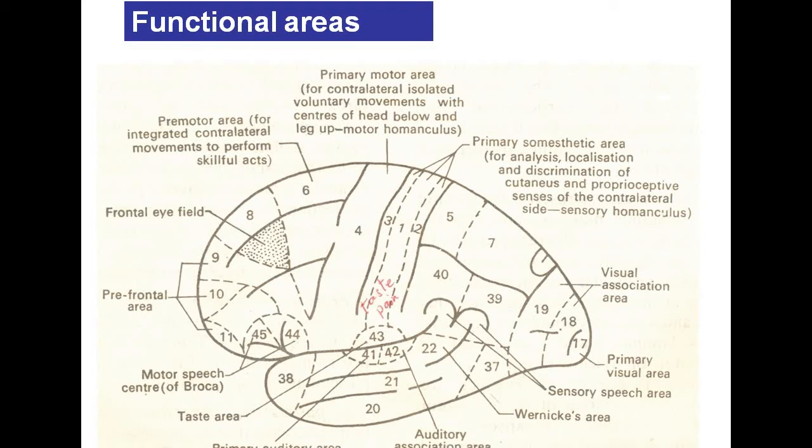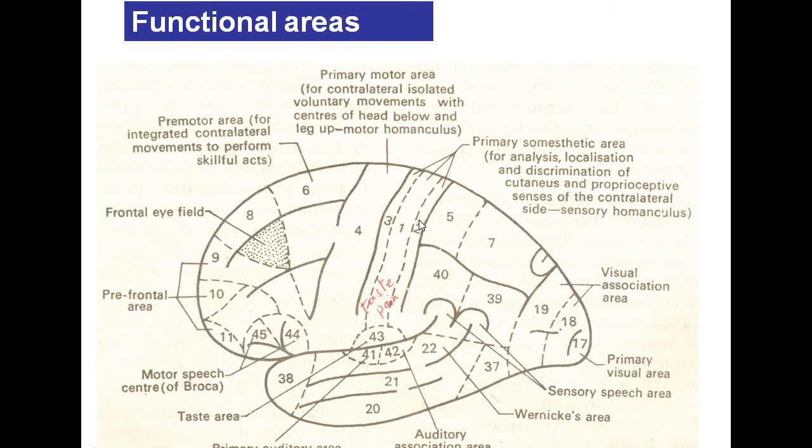Frontal eye field, that is area number 6 and 8. Broca's area, a motor area, area number 44 and 45. The motor speech area is called Broca's area. Prefrontal area, that is area number 9, 10, 11 and 12. These are the prefrontal areas.